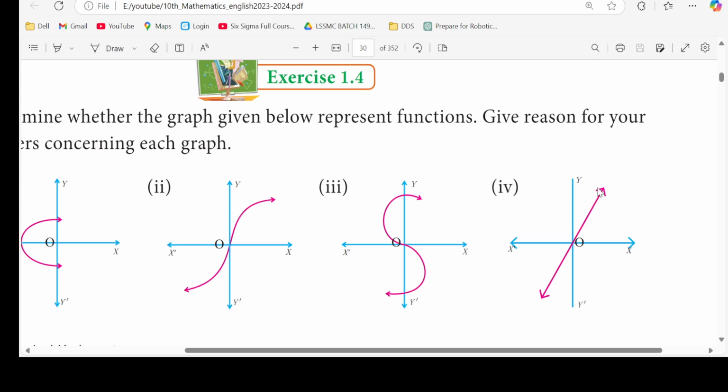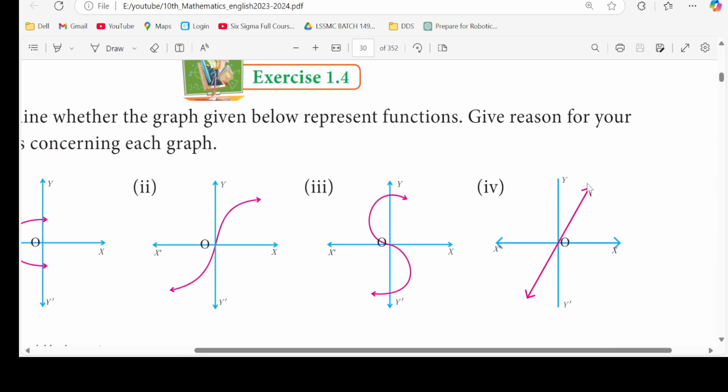And here, fourth one. In the fourth graph, we have the x-axis and y-axis, and the graph is this kind of line. Here, this y-axis intersects this graph in only one point. Graph means this line. I'm calling the graph this line only. So this y-axis intersects this line, this graph, in only one point. At this point only, these two lines are meeting, right? The meeting point of the y-axis and this line is only one. So this is a function.